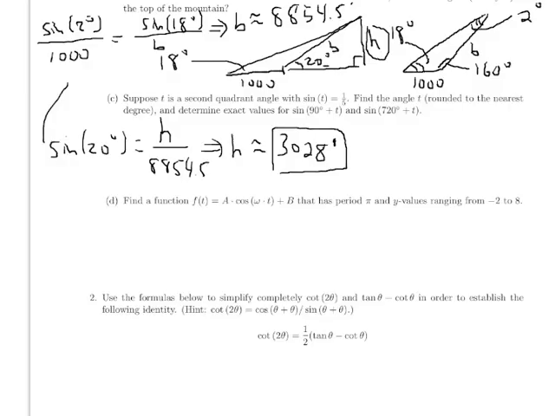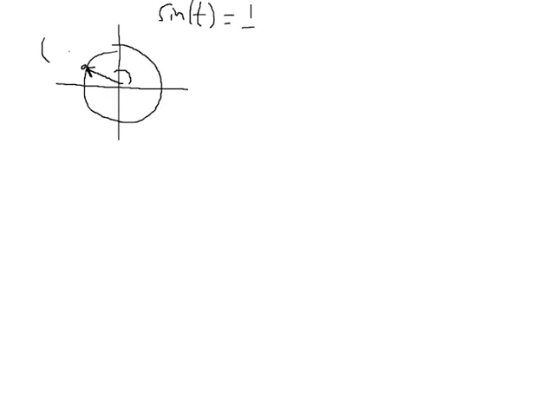For part C, I seem to have given myself no room to write here. So for this part, we just open up a new slide. We're given that T is the second quadrant angle. So on the unit circle, that means that T is pointing over here somewhere, and that at the second quadrant angle T, I'm told that the sine of T is equal to 1/5. So that means that the y coordinate here is 1/5.